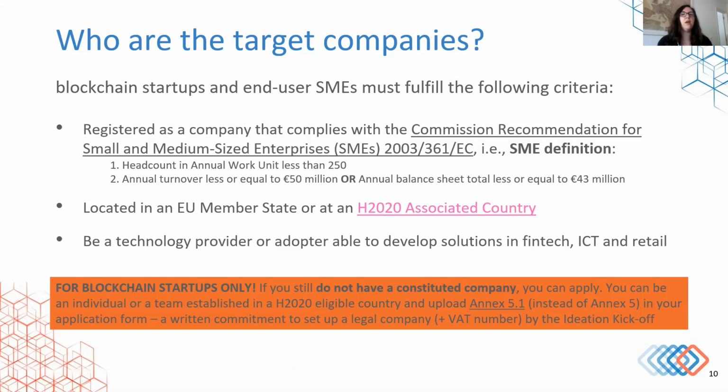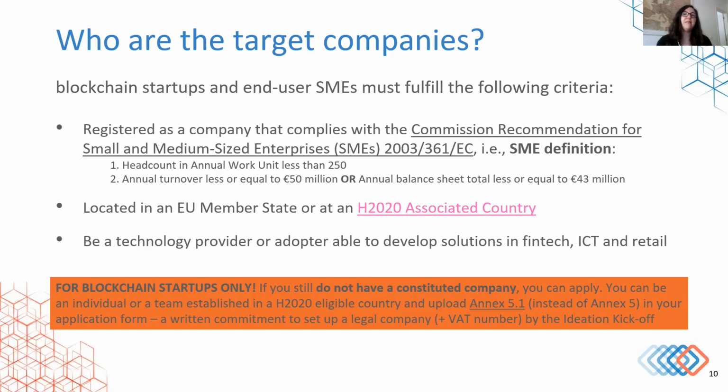So this is what we mean by them having a form of SME. We need to comply with the European Commission recommendation for SME definition. This means that if you want to be part of the BlockStart program, either as a provider or adopter of blockchain technology, you need to have a net count in annual work unit less than 250 people working for you. And you need to have at the same time either an annual turnover, which is less or equal to 50 million, or an annual balance sheet, which is total less or equal to 43 million. So number 1 and 2 are mandatory, but regarding number 2, you can choose either the first part of the sentence or the second part.